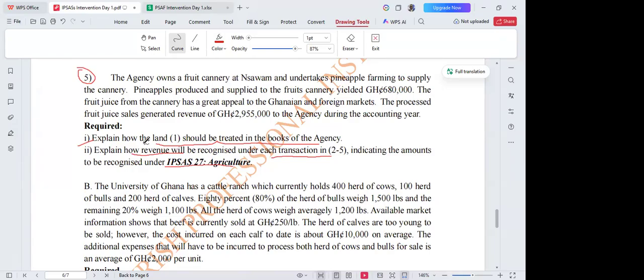What's the revenue also? What's the revenue? Yeah, Colin, go ahead. So the revenue will be 680,000. That was the pineapple produce. Why 680,000 and not the fruit juice figure? That's at the point of harvest for agricultural produce. Exactly. So when we harvested the pineapples, that was what we got at that point of harvest. That's good. So we are done with this question.